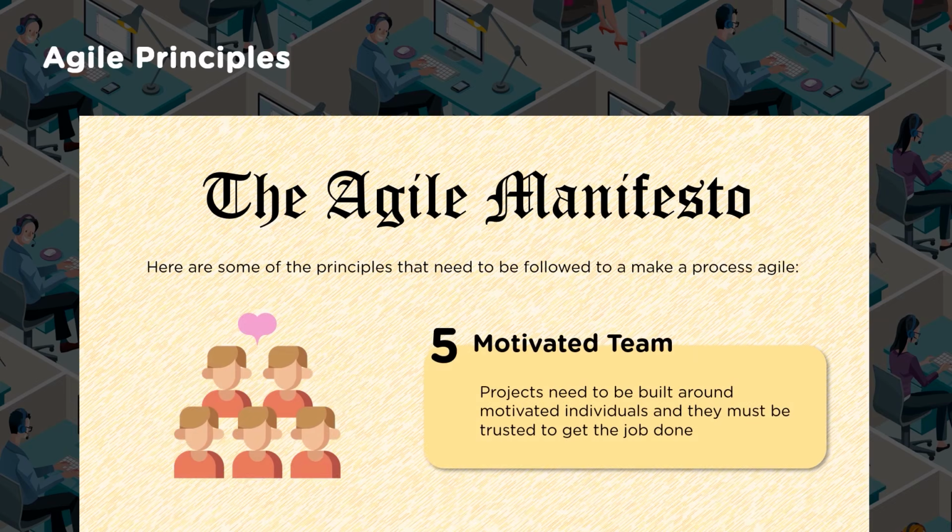Motivated team. Projects need to be built around motivated individuals, and they must be trusted to get the job done. When will the team get motivated? When the work they are doing is acknowledged. When the results of their work are seen, experienced, and then feedback is given. When there is an opportunity for learning and contribution. Their contribution is acknowledged. Only then is the team motivated.